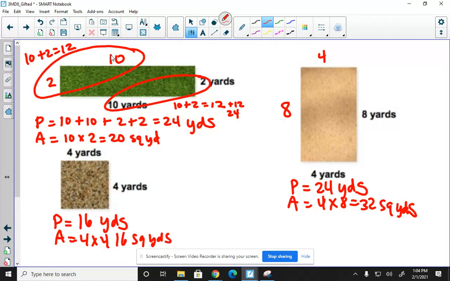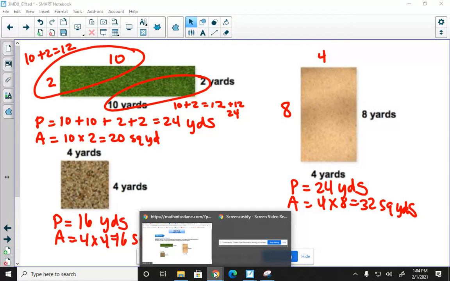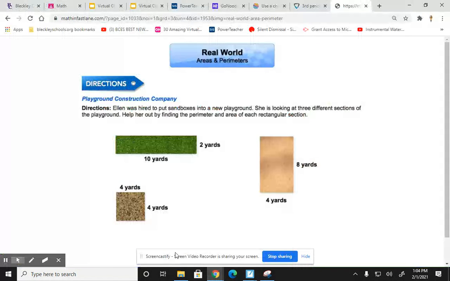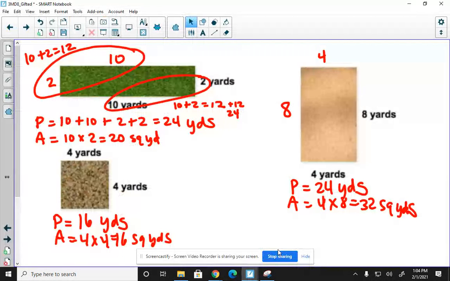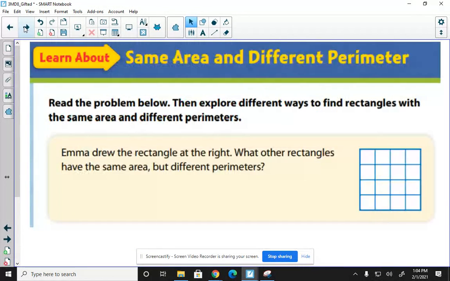So hopefully that's what you got for all those measurements. And I think that's what they were doing. Ellen was hired to put sandboxes in a new playground. She's looking at 3 different sections of the playground to help her find out the area and the perimeter of each rectangular section. So you would have submitted those measurements to somebody to help them decide. And that's all there was to that one.